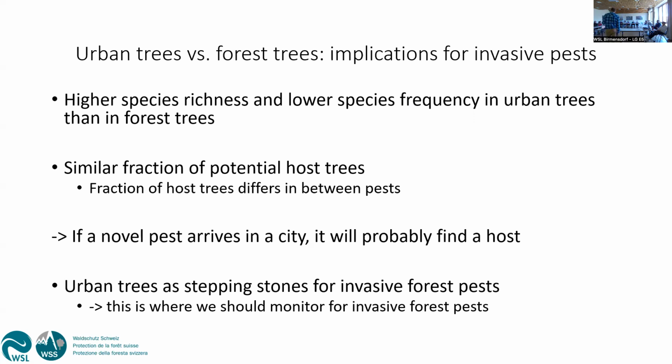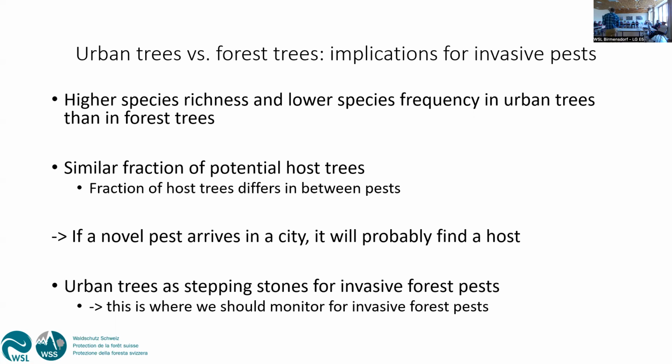I also think if a novel pest arrives in a city, it will probably find a host. For our priority quarantine pests, I can tell you that in every city there are host trees for all priority quarantine pests of the forests. So that means that urban trees are great stepping stones for invasive forest pests, and not only because that is where everything arrives for the first time, not only because every movement happens there, not only because these trees are stressed because they are in a city, but also because they're there, right?